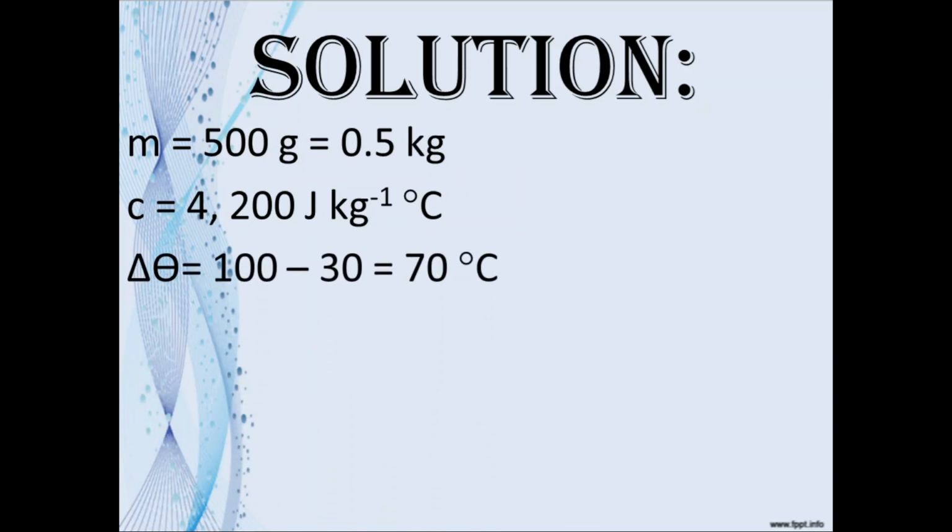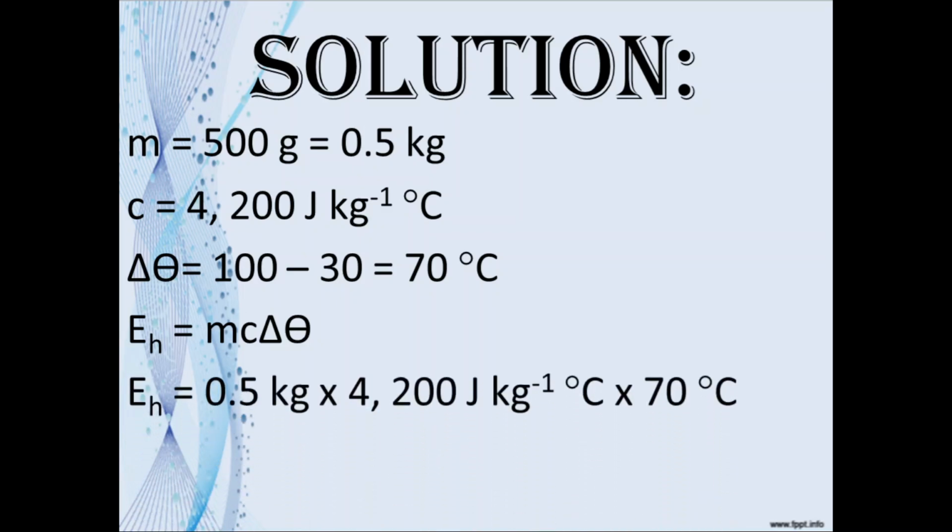The change in temperature, since the temperature goes from 30 up to 100, will be 70 degrees Celsius. Why does it go up to 100? Well, as you should remember, the boiling point of pure water at sea level is 100 degrees Celsius. So our formula, delta E is equal to m c delta theta. Multiplying 0.5 kilograms times 4,200 joules per kilogram degrees Celsius times 70 degrees Celsius, we get 147,000 joules.